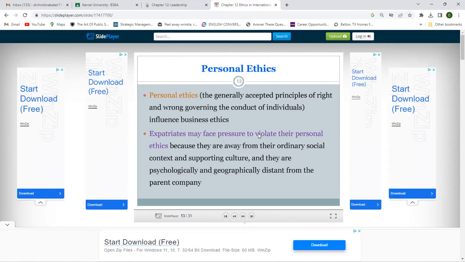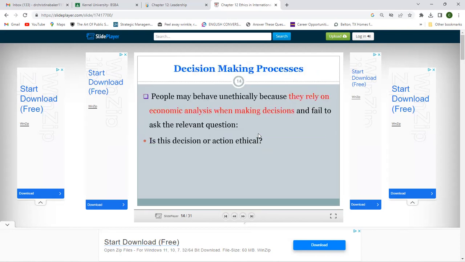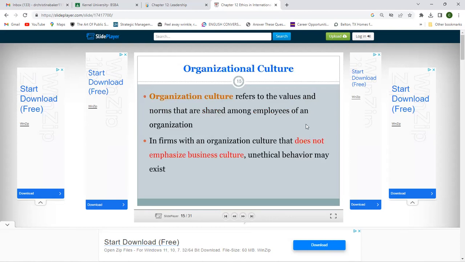Expatriates face pressure to violate their personal ethics because they are not in their ordinary social context and supporting culture. They are psychologically and geographically distinct from the parent company. People may behave unethically because they rely on economic analysis when making decisions and fail to ask relevant questions, like: is this decision or action ethical?